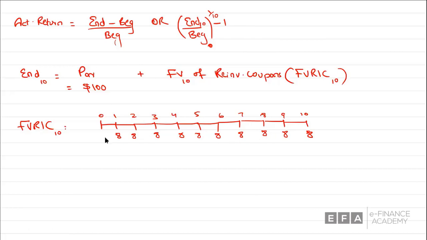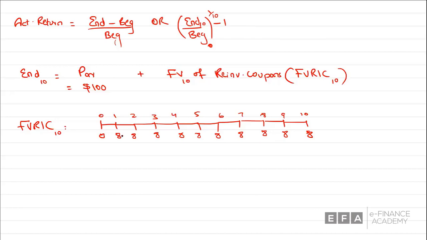A common mistake is to put the price at time 0. We will not be putting the price. There is no coupon here. We only want to find the future value of reinvested coupons. So there is no coupon at time 0. So make sure you know that the present value in this case would actually be 0 because there is no coupon at time 0. So on the timeline, we only put our coupons so that we can find the future value of coupons.